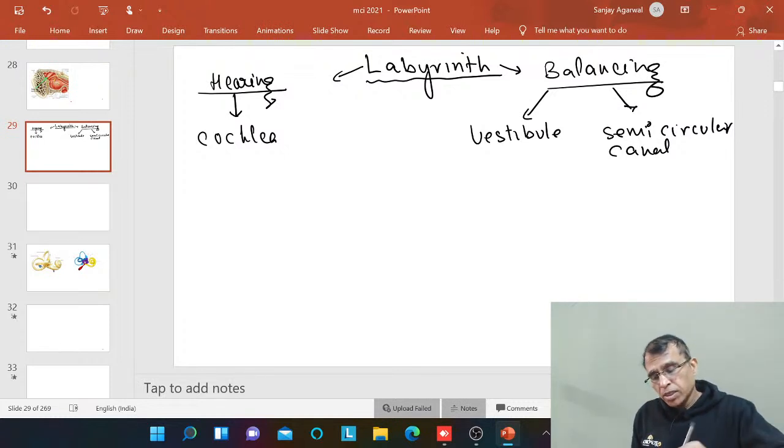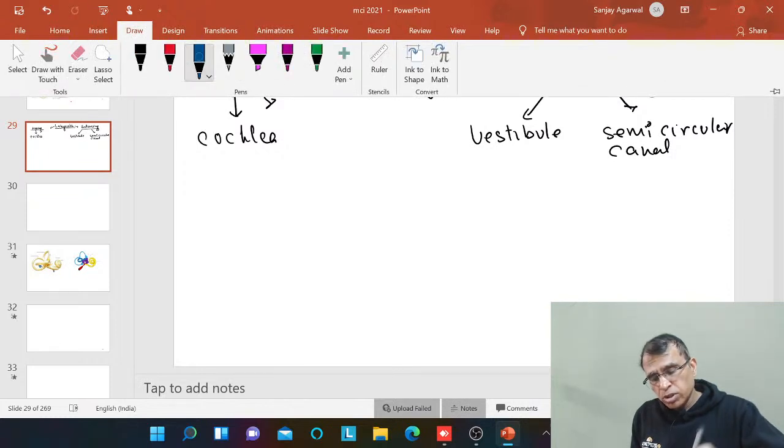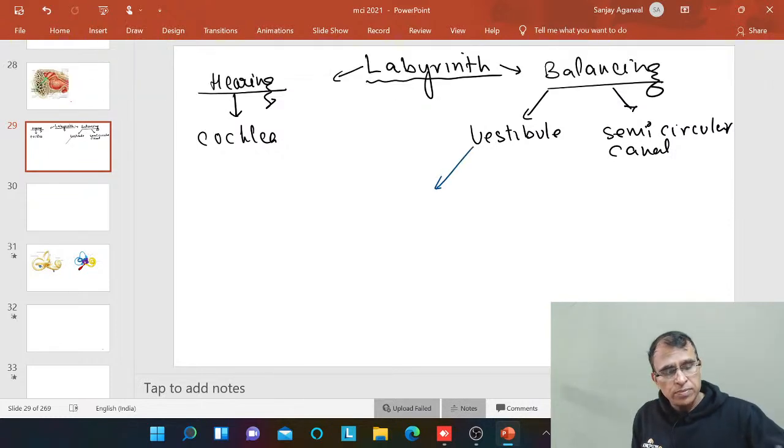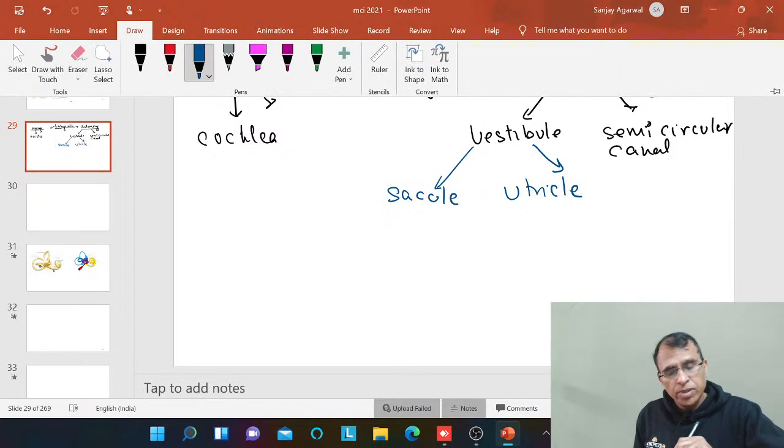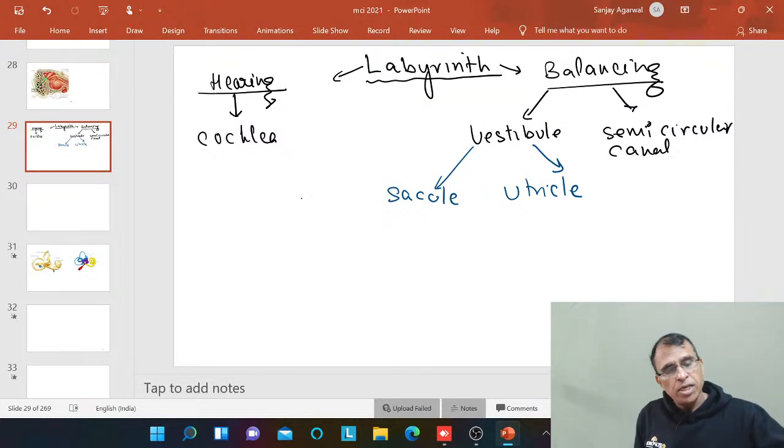Now, inside the vestibule, there are two things. What are the two things in the vestibule? One is saccule. All these names are important. And the other is utricle. These are the two things inside the vestibule. And how many canals do we have? We have superior canal.